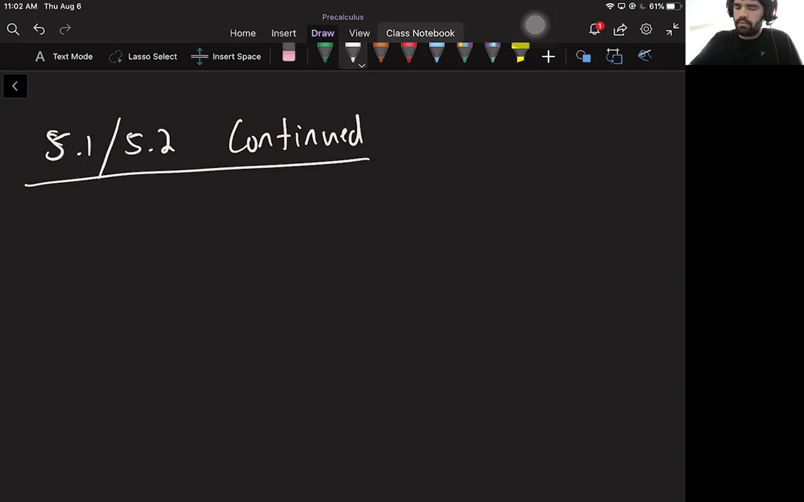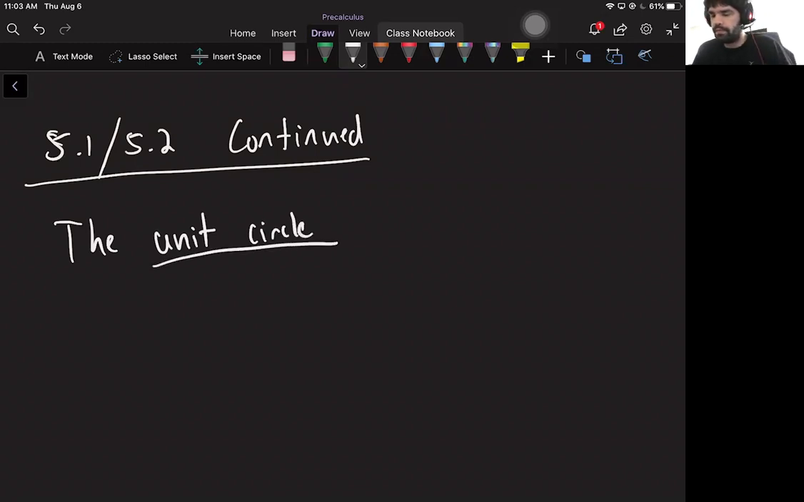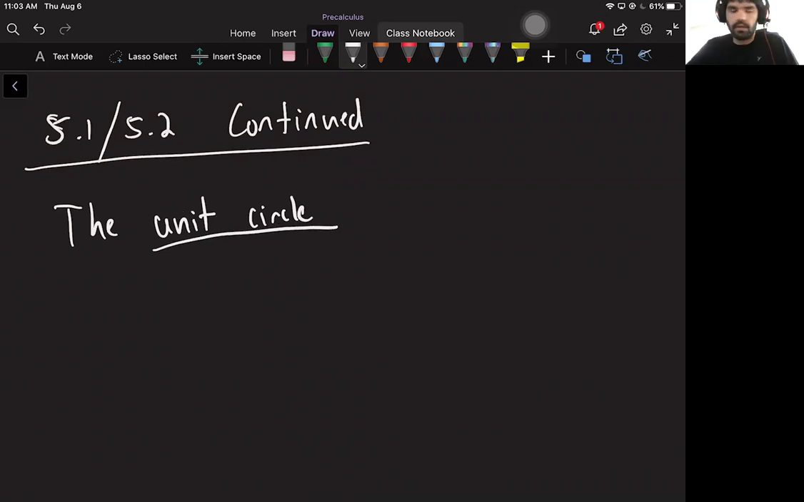Hello class. So today we are talking about 5.1 and 5.2 still. And we're going to start off with something called the unit circle. The unit circle. So we were talking about angles last time. We didn't really talk about circles, but they're very well related. So the unit circle is just one of many circles on the XY axis, but it's like the best one.